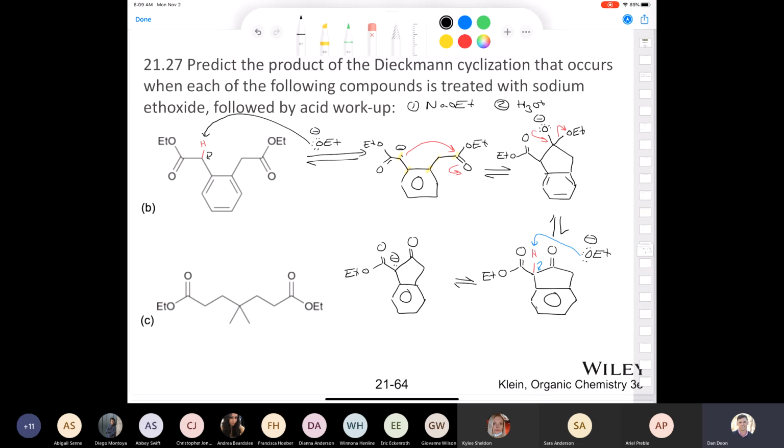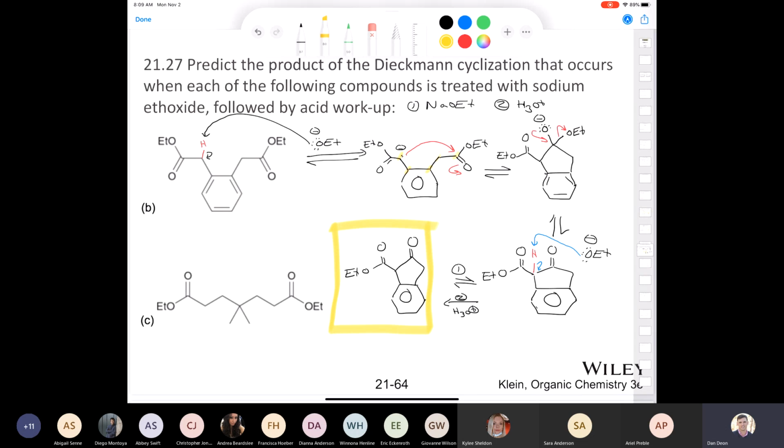And then in the last step, you're simply going to treat that with aqueous acid. So I'll add the second step; this will be the first step. And then the second step, you're going to treat that with aqueous acid like that. And then you're going to protonate. And so you'll end up with this as the final product, just like that.